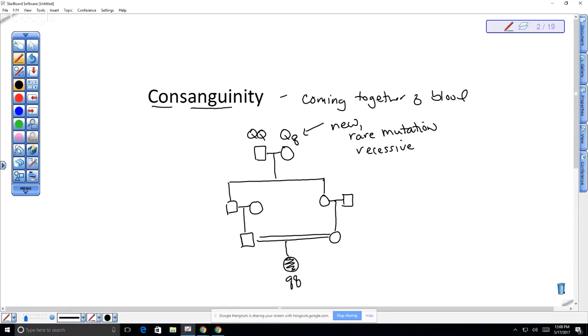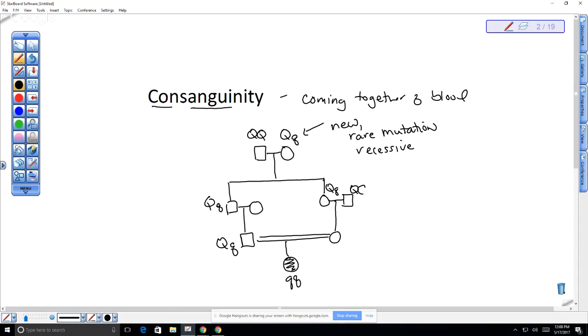The only way that you could have this mutation coming together into one individual is if their parents were genetically related to the person that originally had the mutation, right? Since the mutation only arose once, right? We see inbreeding or consanguinity. So these individuals, right? Here would be little q. This would be big Q, little q.